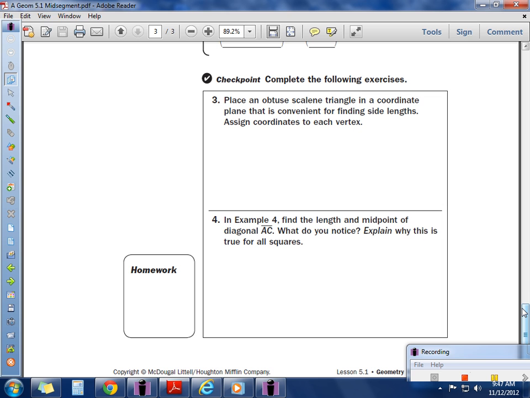So this one, it wants you to sketch one on a graph real quick. So make a graph. Draw your obtuse scalene on that graph. And then number 4, find the length and midpoint of diagonal AC, which I've already talked about. Try those.